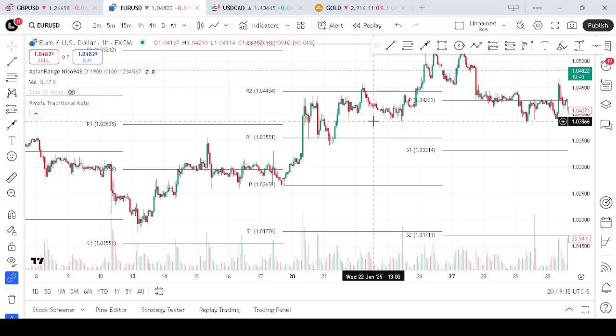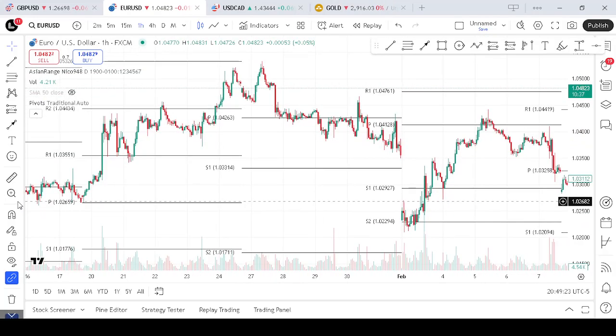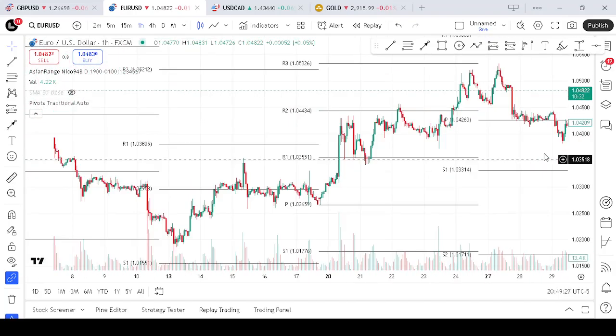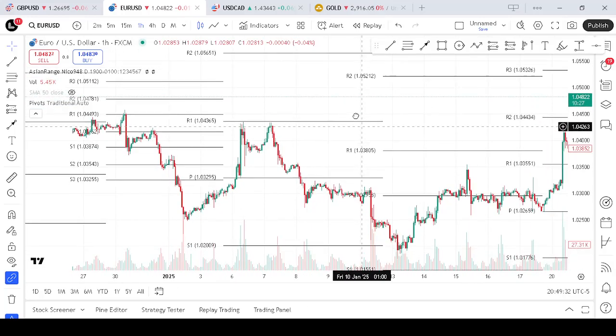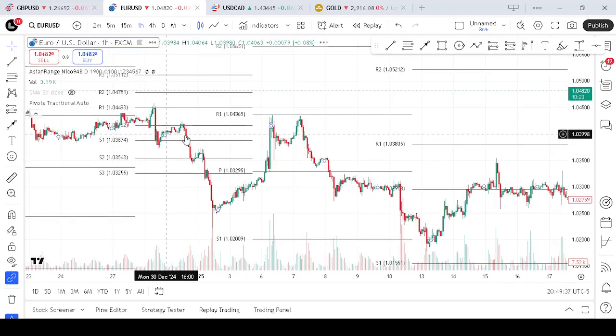Now, let's talk about the support levels below the PP. Let's look at an example quickly. Okay, this is a support level below the P. The first support level serves as the first floor below the pivot point. This is where buyers often step in after a decline.